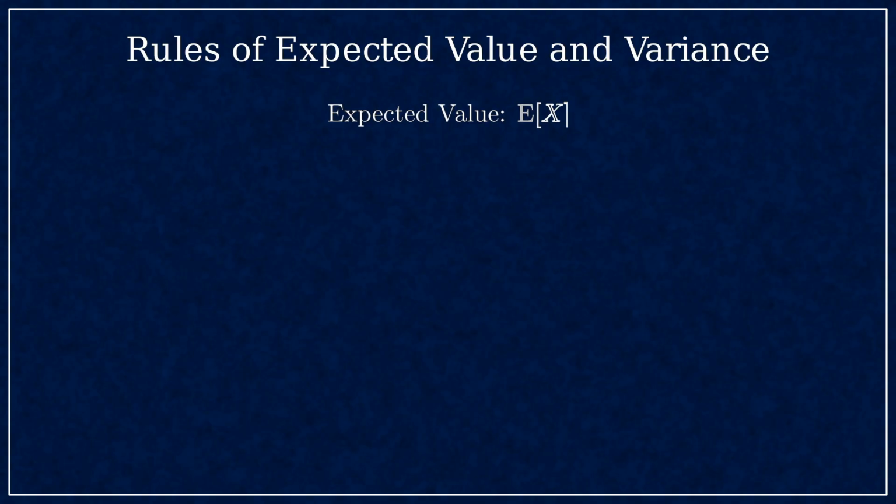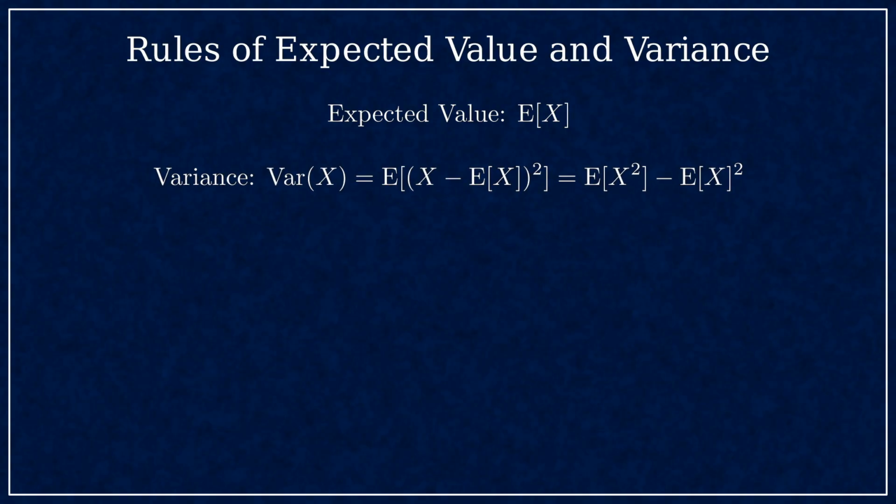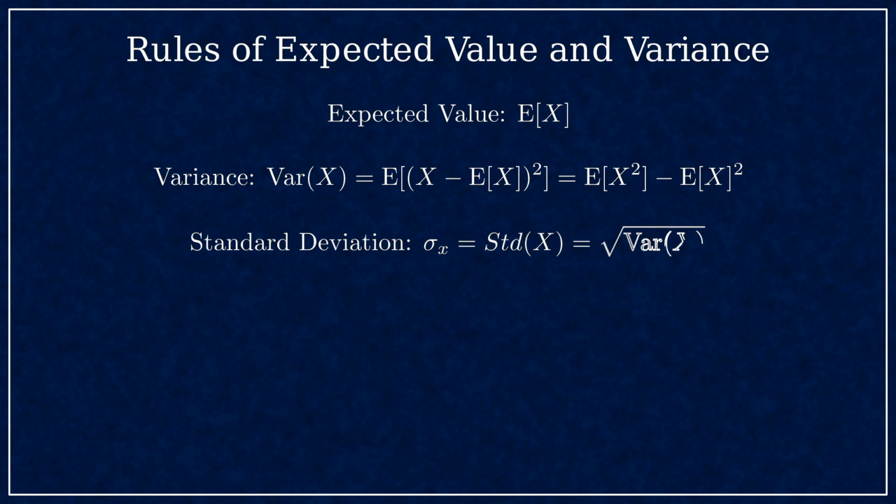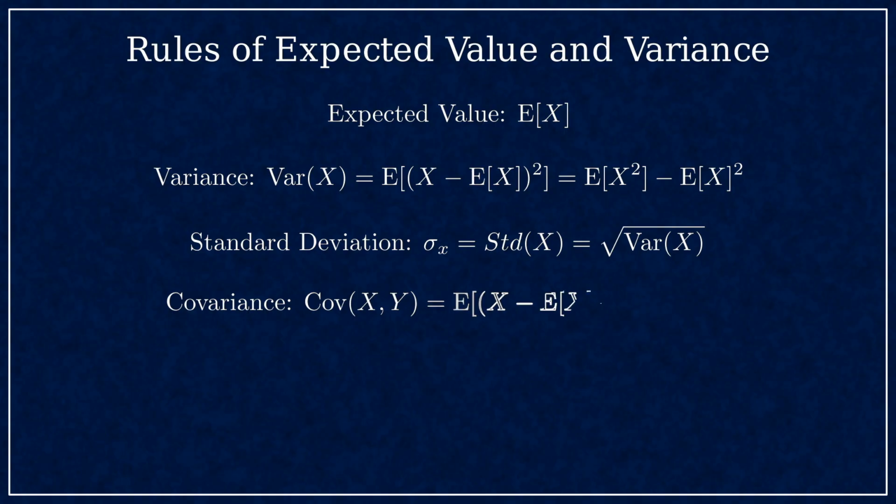There's the expected value or mean value, which is the value you can expect from a random variable. There's the variance, which is the deviation from the mean squared. There's the standard deviation, which is the square root of the variance. The covariance is similar to the variance but defined for two different random variables. It relates to how these tend to move together.